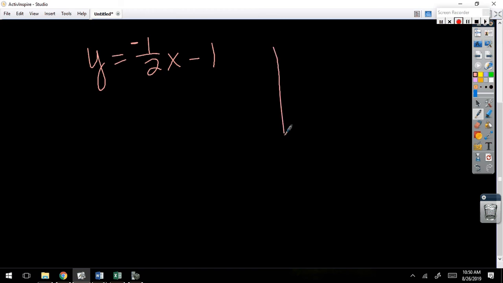Negative 1. I don't know what's wrong with this thing today. It's just, it's not filling it.